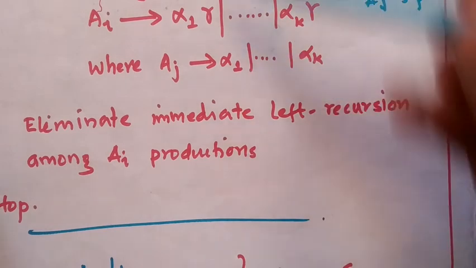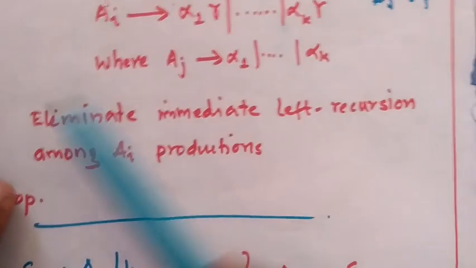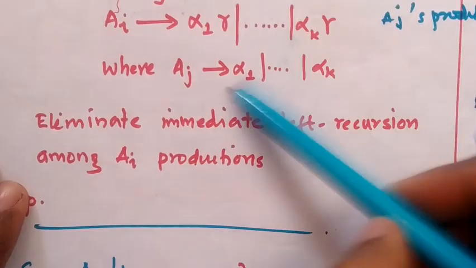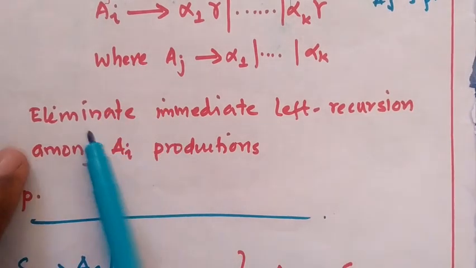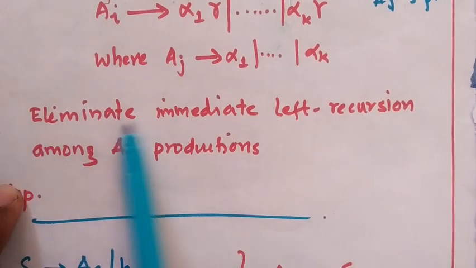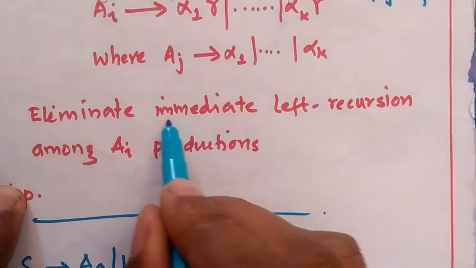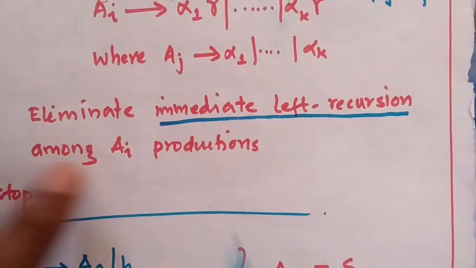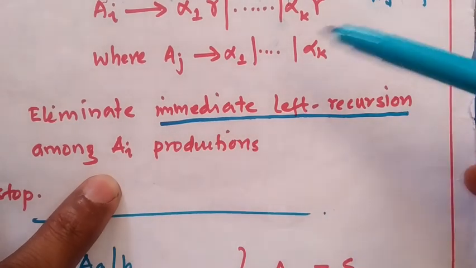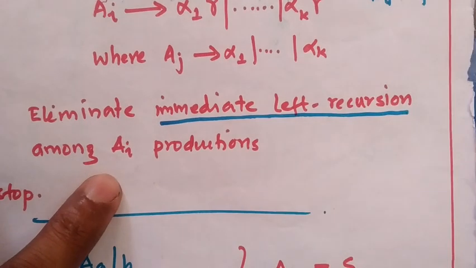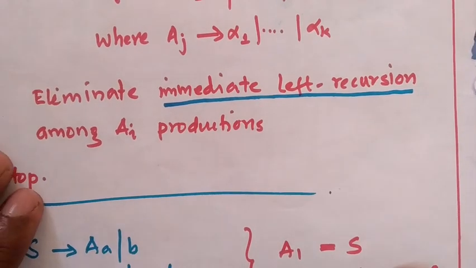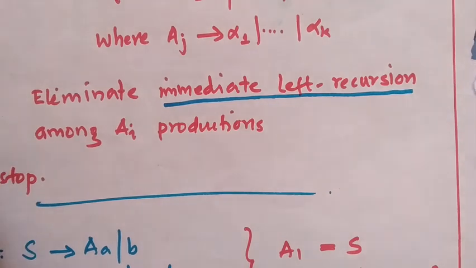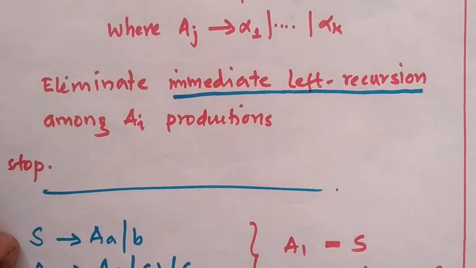So this is what happens in the inner for loop. Then by doing this, our for loop will end. Then you have to come out of the inner for loop and eliminate immediate left recursion among Ai productions, very important. By doing this expansion you may get immediate left recursion, and you have to remove all immediate left recursion by using our general rule that I already talked about.